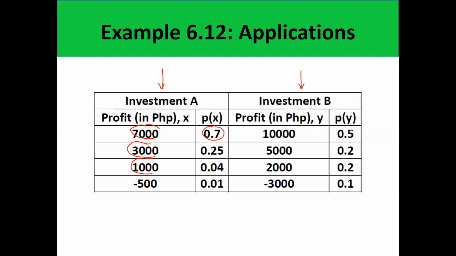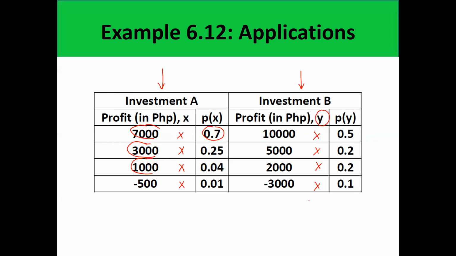So if we want to help Peter and Sheila, we must find the expected value of X for each of the investments. So for investment A, we have 7,000 times 0.7, 3,000 times 0.25, 1,000 times 0.04, negative 500 times 0.01. So similarly, for investment B, we shall multiply the profits by its corresponding probabilities. If you get the sum of those products, you'll get the expected value of X for investment A and the expected value of Y for investment B.